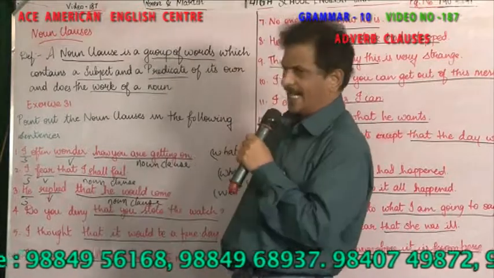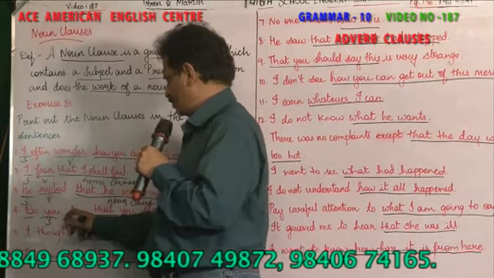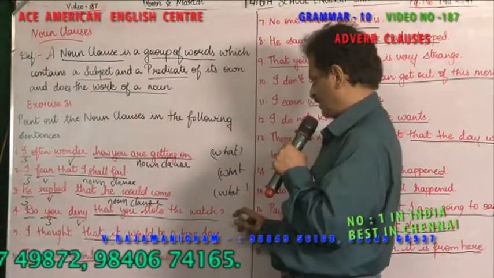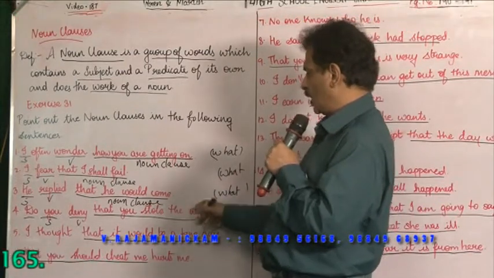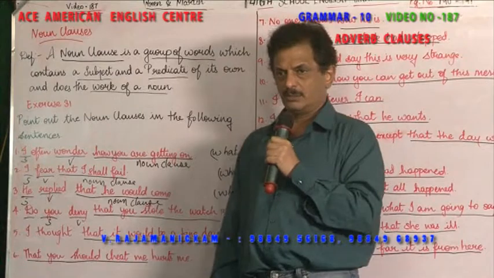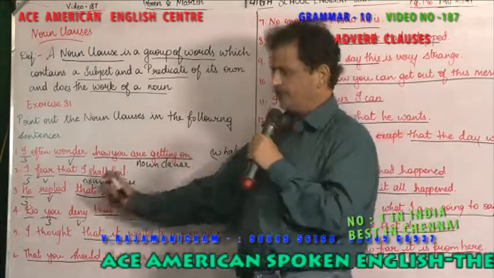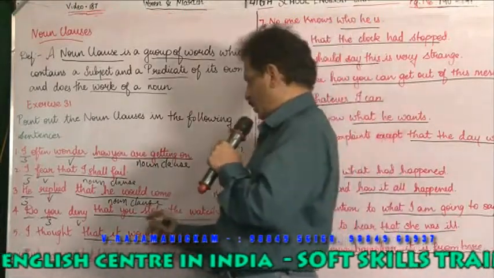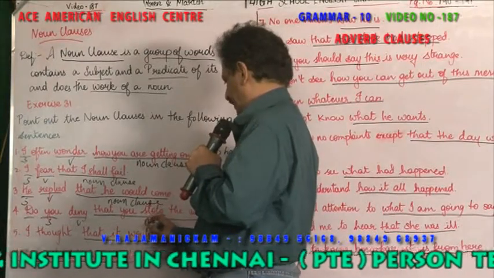Do you deny? You is the subject. Do deny is the verb. Do you deny what? You ask a question, what? The answer you get is that you stole the watch. Do you deny that you stole the watch? That you stole the watch is the object of the verb deny, and it is like a noun. So it has a subject, you, and a predicate is there. So it is a noun clause.